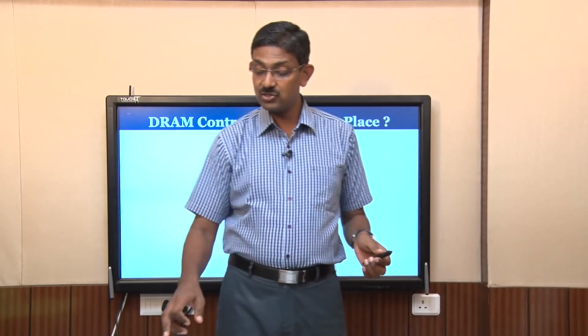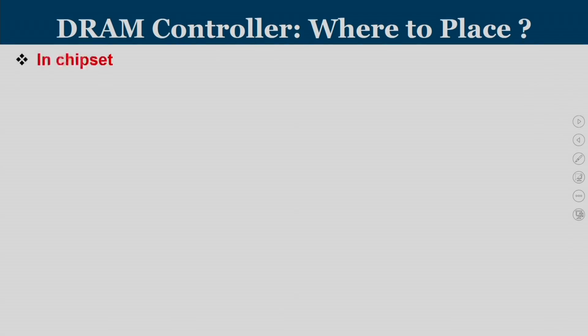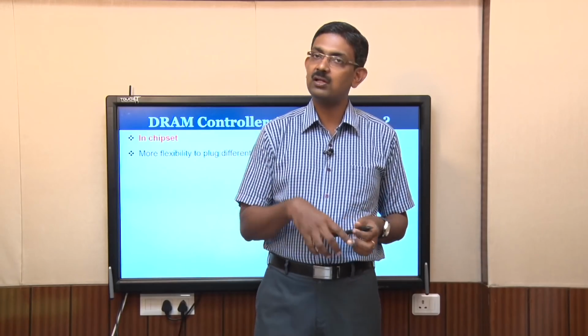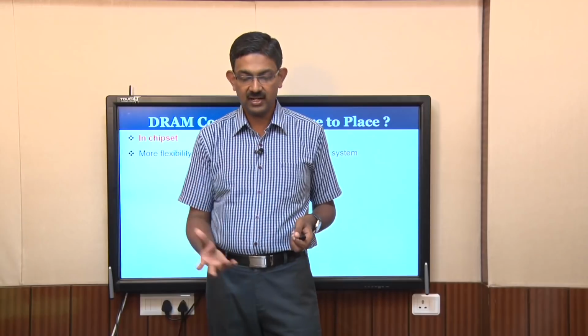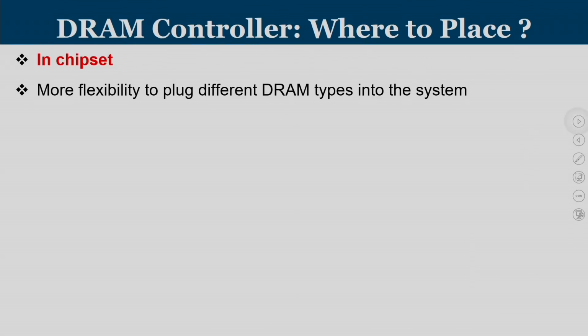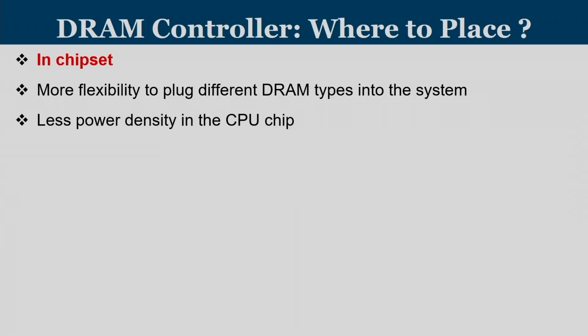There is a design choice which is not there now, but a couple of years before there was. Where should I keep the DRAM controller? It can be placed on the chipset, that is, on the motherboard. So there is more flexibility. If you use a different motherboard, you can use a different DRAM controller, because processor and motherboard are two separate entities. If I wanted to use a different DRAM controller, you could always house this processor in a different chipset. So you have more flexibility to plug different DRAM types into the same system, and especially there is less power density in the CPU chip.